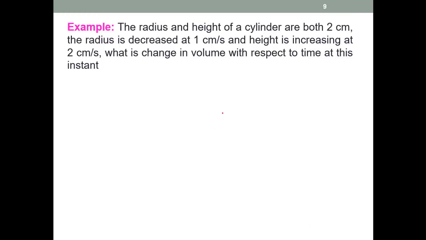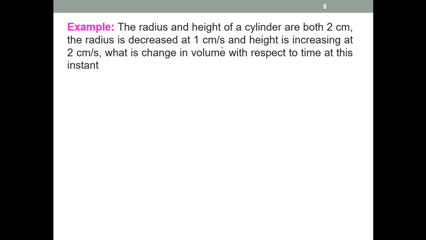Let's see another example. Let's say the radius and height of a cylinder are both 2 centimeters. So there is a cylinder whose radius and height are equal, with that value being 2 centimeters. The radius is decreasing at 1 centimeter per second, whereas the height is increasing at 2 centimeters per second. What is the change in volume with respect to time at this instant?